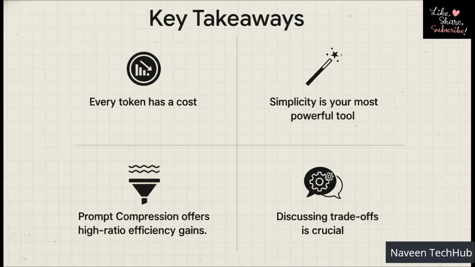So let's wrap this all up. If you remember nothing else, remember these 4 things. 1. Every single token is a tax on your system. It costs you latency, money, and accuracy. 2. Your best weapon is simplicity. Always start there. 3. For the big, complex problems, know that advanced tools like prompt compression exist. And 4. In an interview, you have to be able to talk about the trade-offs between all these different approaches.